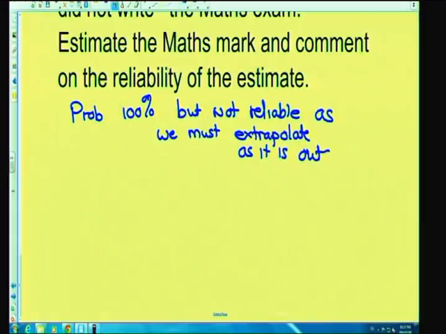That would make your examiner very, very happy. They would think, whoa, this pupil really knows what's going on. They would be impressed. Right, let's look at the next question.